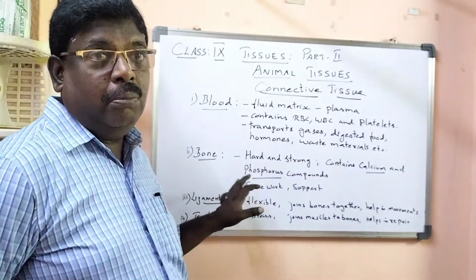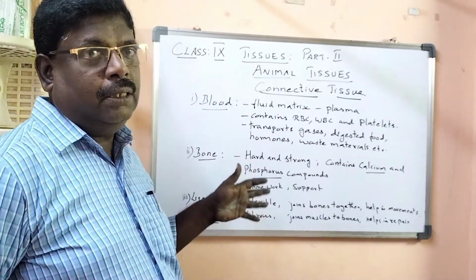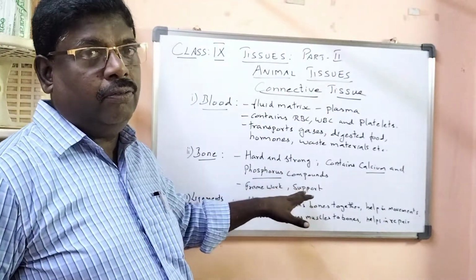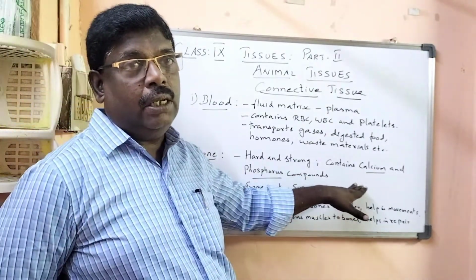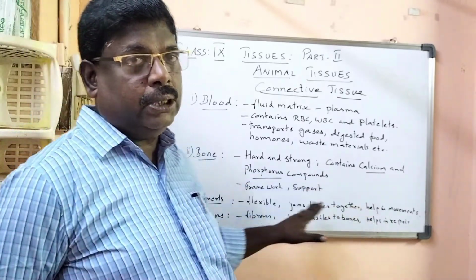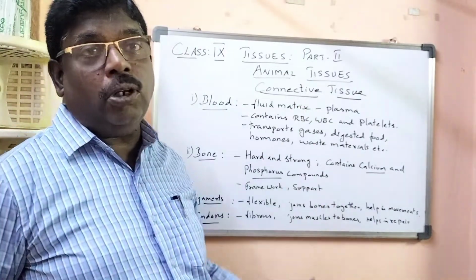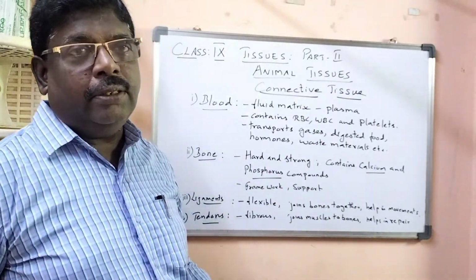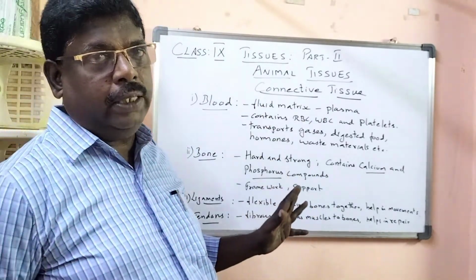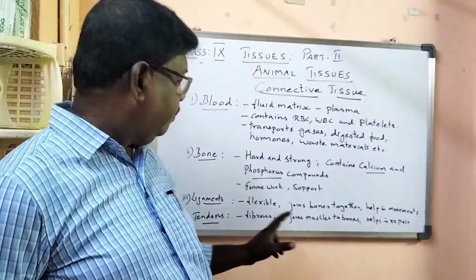Bone is also a kind of connective tissue. It is the hardest substance, very hard and strong. For hard and strong bones, we need calcium and phosphorus compounds. So bone is made up of calcium and phosphorus compounds. They form the framework of the body. When you see the skeletal system, you know it is the framework of the body. They give support to the body.